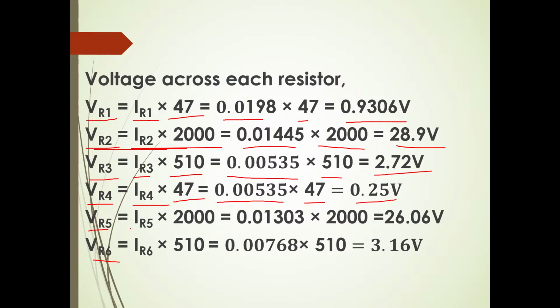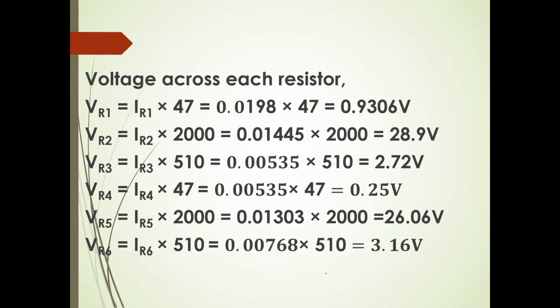Similarly, voltage drop across R5 is equal to IR5 into 2000. IR5 is 0.01303, times 2000. If you simplify, you will get 26.06 volts. Similarly, voltage drop across R6 is IR6 into 510. IR6 is 0.00768, times 510. You just simplify it, you will get 3.16 volts.